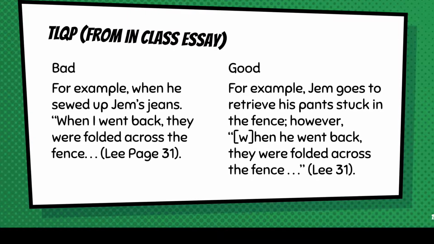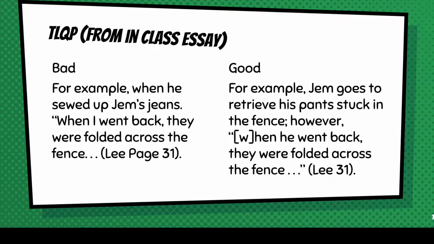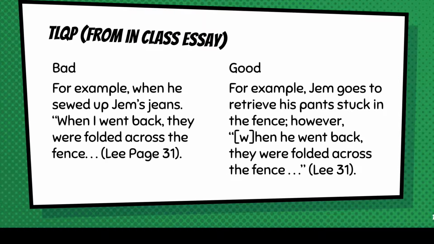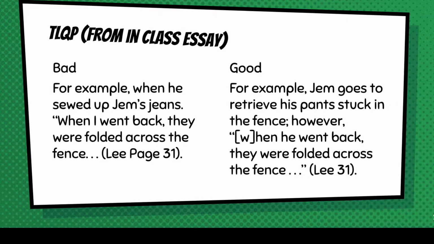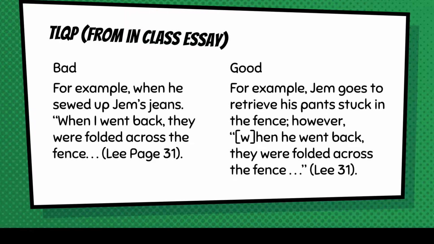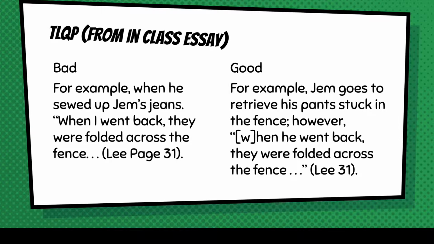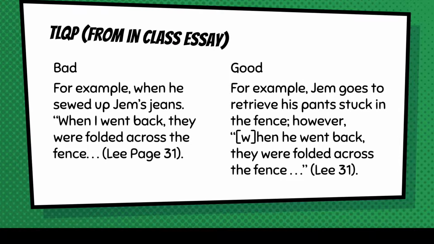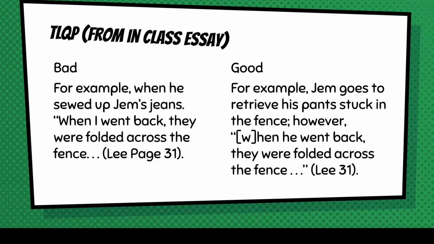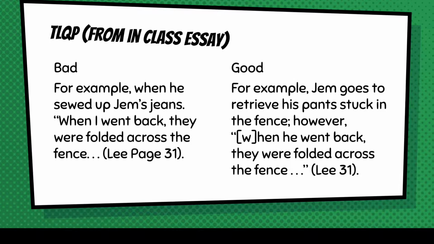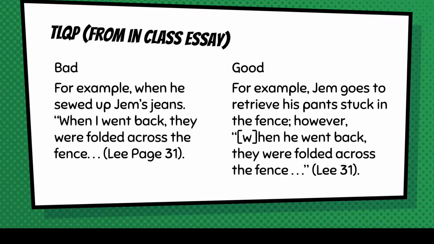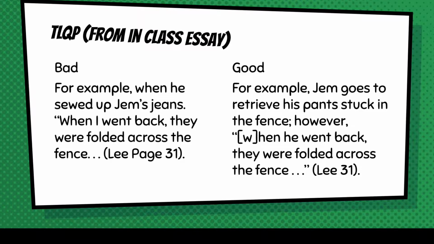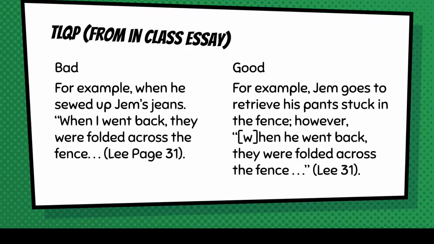What I notice is it has a transition, for example. The background is a little vague. It says "when he," but that is a vague pronoun. We don't know who he is. I also notice that it is two sentences. You'll see the period after jeans, and then it goes directly into the evidence. Remember, a TLQP needs to be one sentence. I also notice in their parenthetical citation that they include the word page, which we don't want to do.